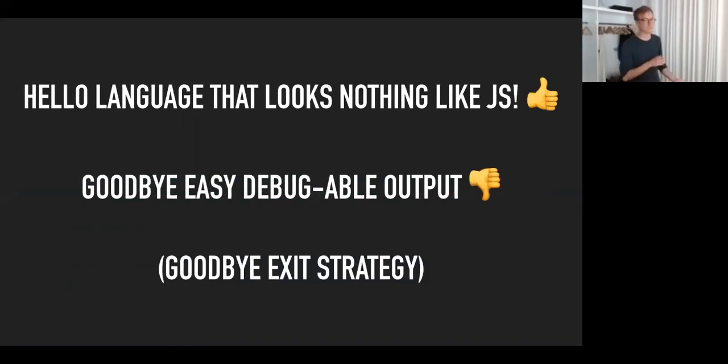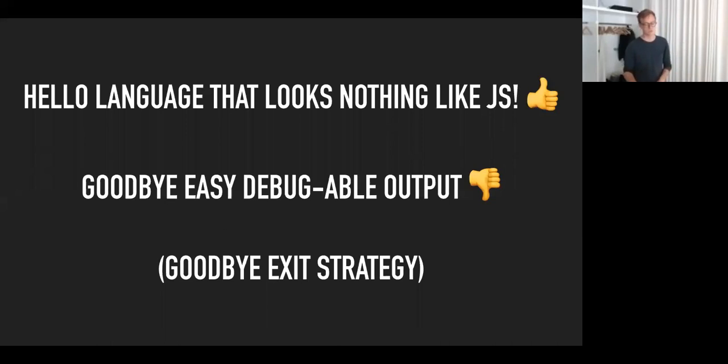So we have some languages here that look nothing like JavaScript, which I guess is nice if that's really what we wanted. But it's not easy to debug the output. We don't have an exit strategy anymore. We cannot just compile the code and then we have JavaScript that we can check into our repository.